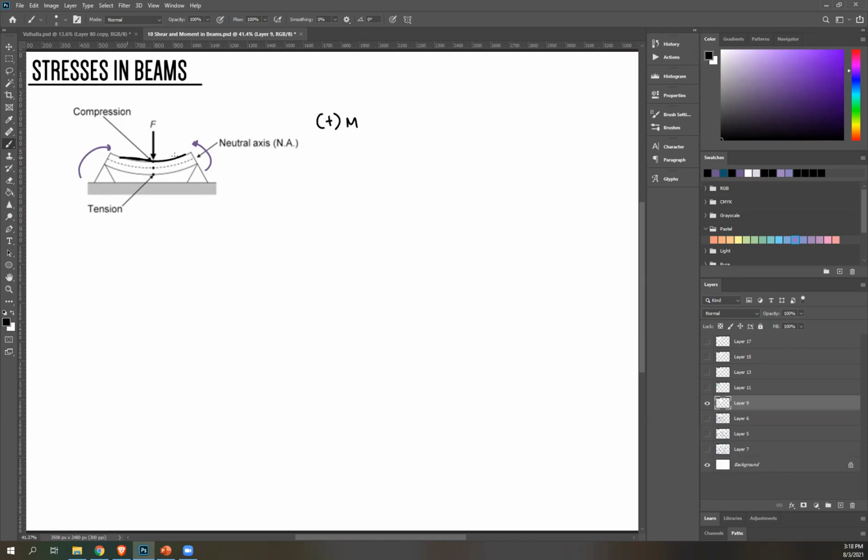And then here at the top, we have compression. This point is above your neutral axis. The neutral axis is this dotted line. Since it's above the neutral axis, we have a sign convention for that as well. Distance y would be positive as well. Okay? And then these two situations create compression. And compression is negative. Okay, so negative stress, which is in compression.